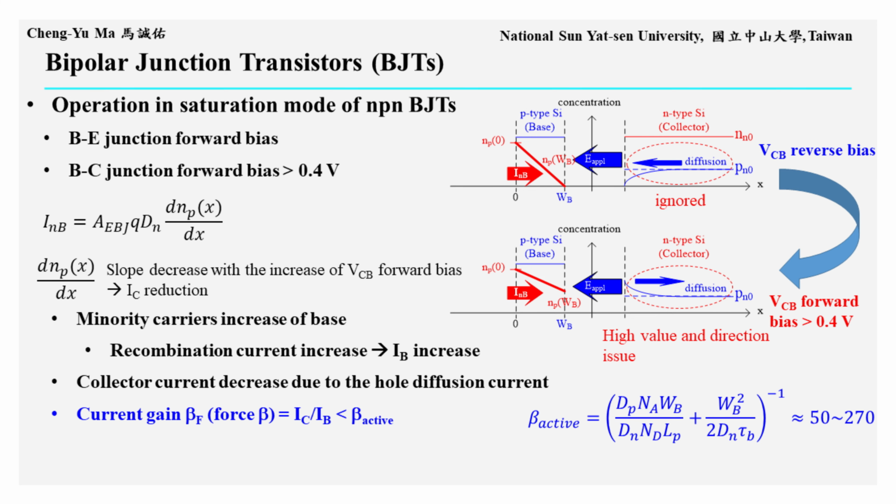Therefore, the current gain, beta equals IC divided by IB, decreases. In saturation mode, this beta is called forced beta, and it is much smaller than the beta in active mode. Physically, this reduction in current gain mainly comes from the increase in minority carrier concentration caused by forward bias of the BC junction. If the BC junction forward bias is still below 0.4 volts, the effect is small and the device can still be analyzed as active mode. Once the BC junction forward bias exceeds 0.4 volts, the device enters saturation mode. In this region, beta is low and changes with bias, unlike active mode where beta is nearly constant.